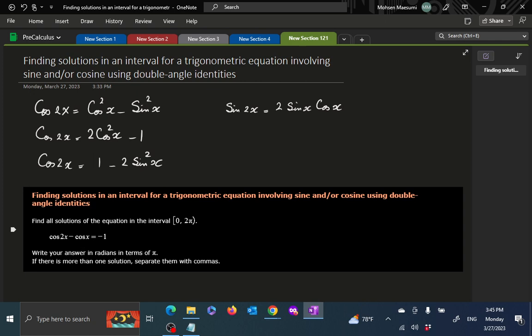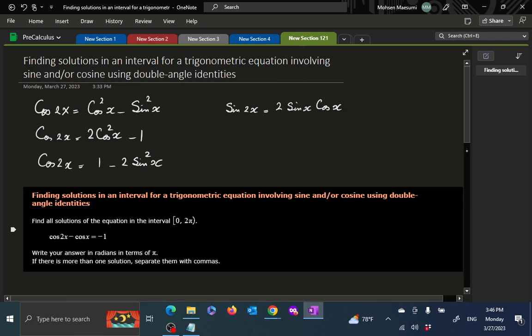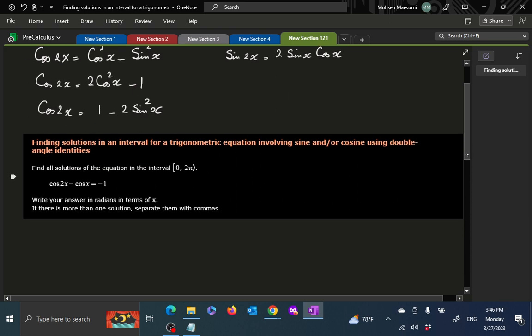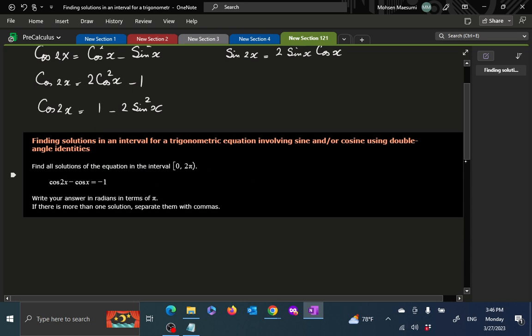Of course, cosine in the other one is also cosine, so perhaps that looks like good news, but then the arguments are different. This is x, that is 2x. We have to use double angle identities to convert them all to the same base, if you wish. All of them have to be based on x.